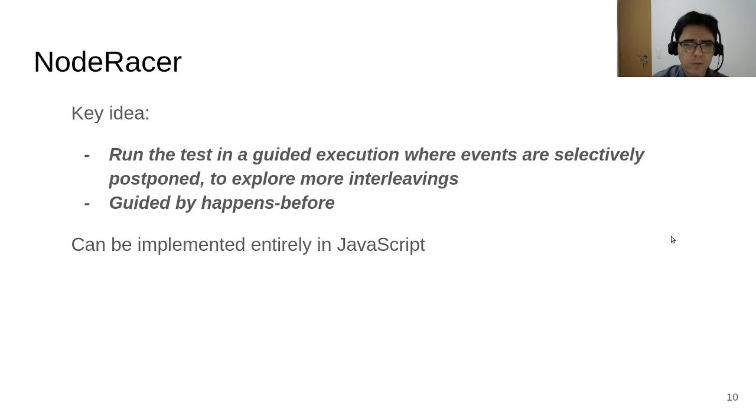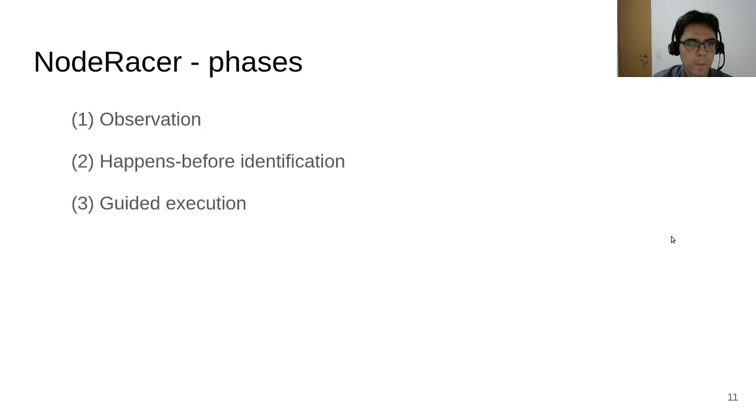The input for NodeRacer is a script or a test that performs a potential race behavior. NodeRacer is divided into three main phases: observation, happens-before identification, and guided execution. We are going to explain each one of them next.